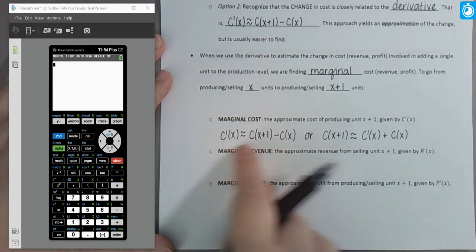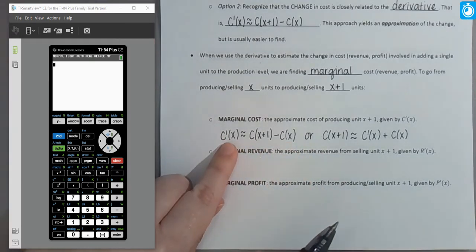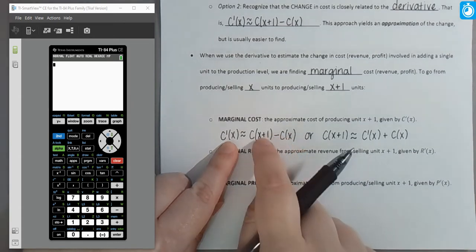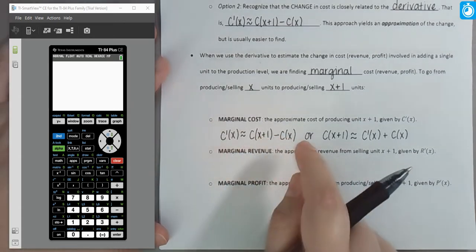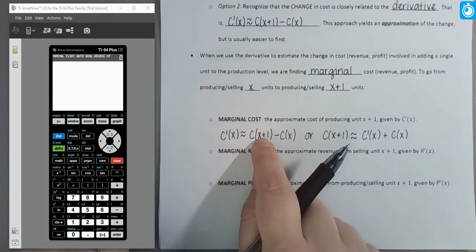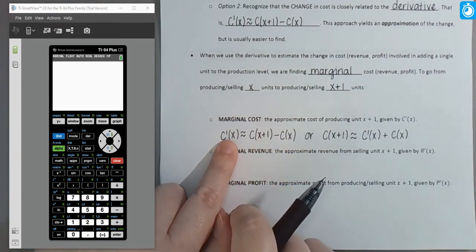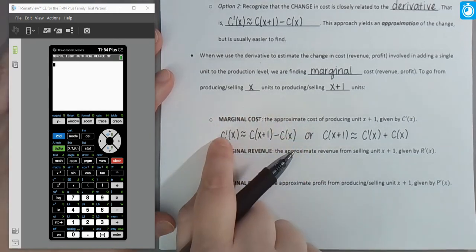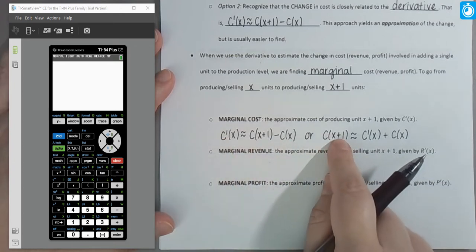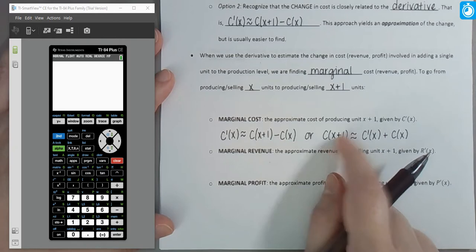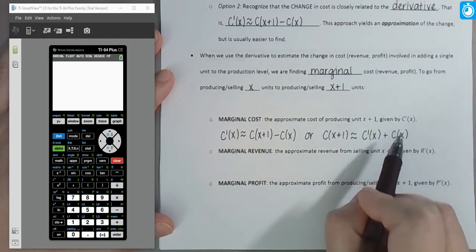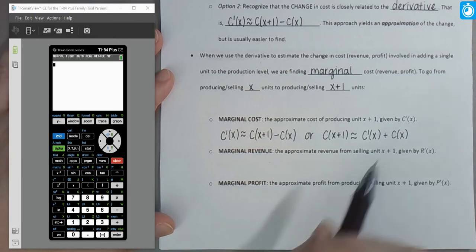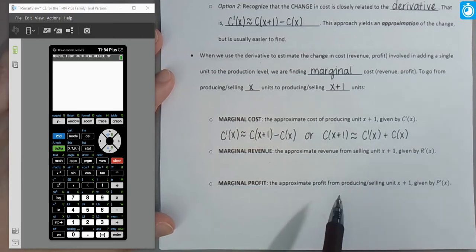How do we get from one to the other? Well, this relationship makes sense, right? The derivative represents an amount of change. This is the amount of change for exactly 1 unit. So to go from x units to x plus 1 units, the derivative tells us how much it's going to take to get there. If we rearrange this relationship, just add C of x and move it over, then the total cost for the higher production level is going to be the total cost for where you currently are plus the value of the derivative, and this is what we call the marginal cost. That's the cost for producing 1 additional unit more than where you're currently producing.